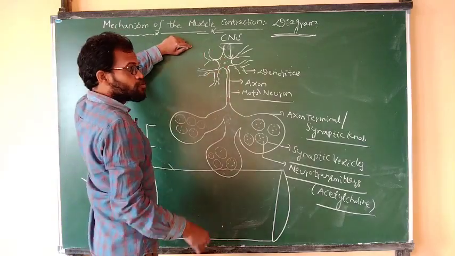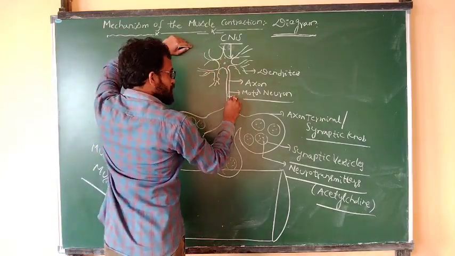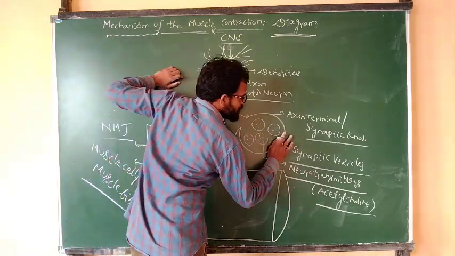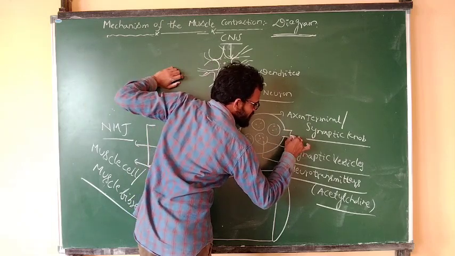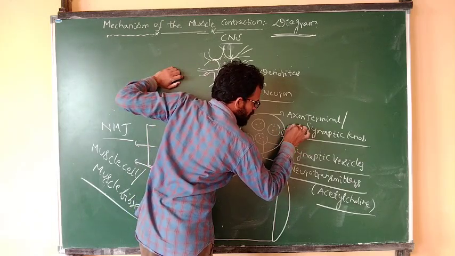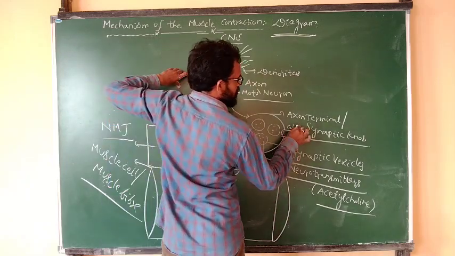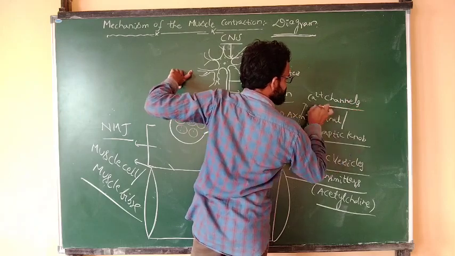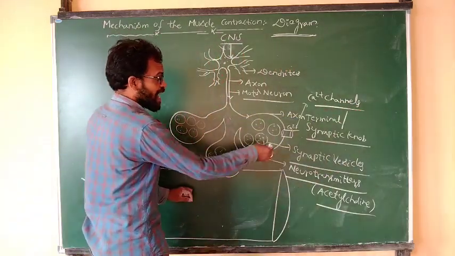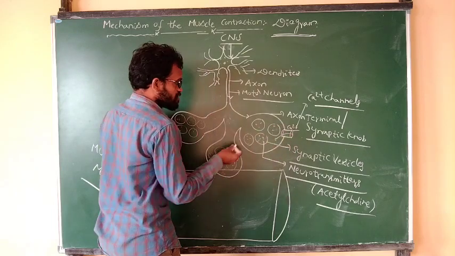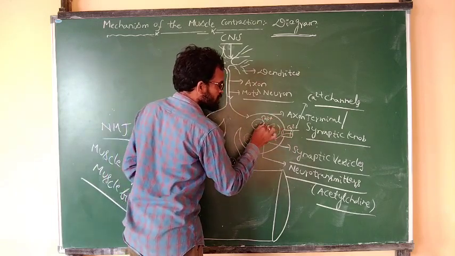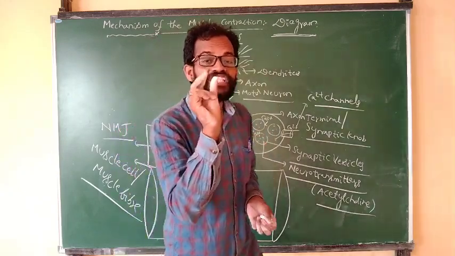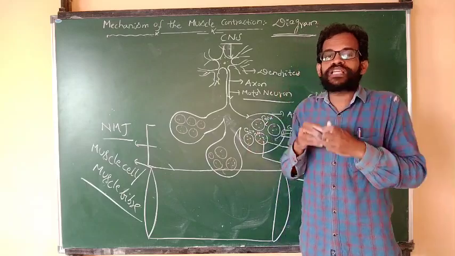Whenever the central nervous system sends the message to the motor neuron, it sends the message to the axon terminal or synaptic knob. This synaptic knob consists of calcium channels. Whenever the calcium channels are activated, more calcium ions flow in and cause the synaptic vesicles to fuse.